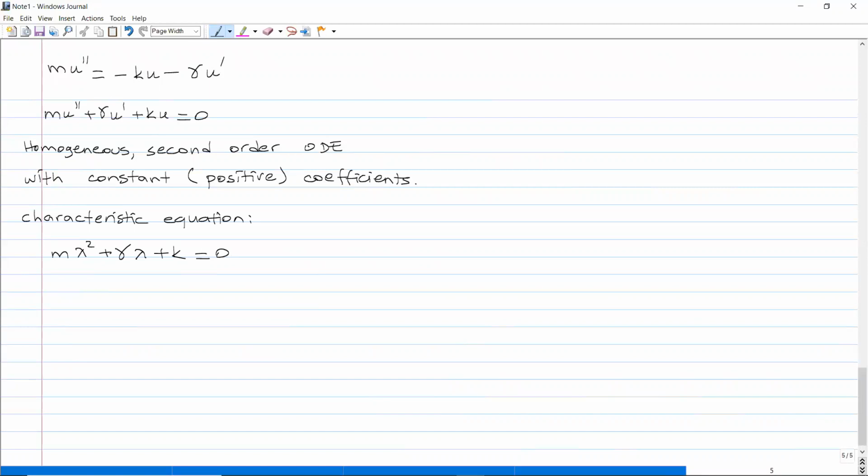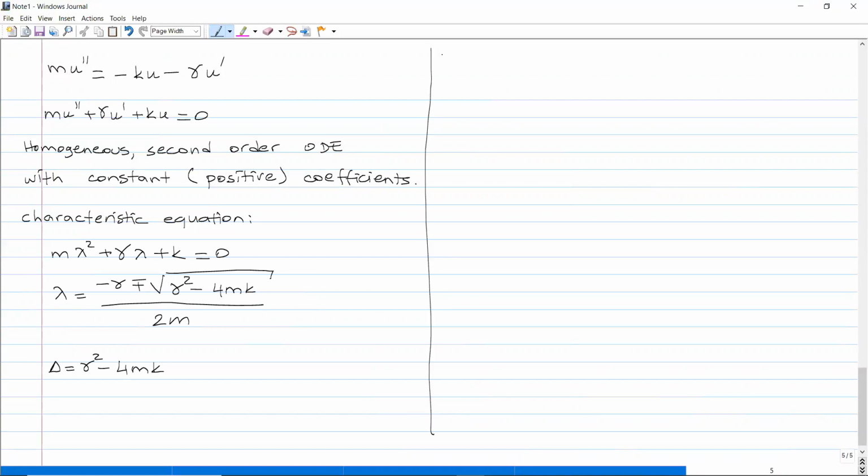So the solutions are going to be what? By quadratic formula, minus gamma plus or minus square root of gamma squared minus 4mk divided by 2m. So the solutions depends on the discriminant. Of course, discriminant gamma squared minus 4mk. So we are going to consider the cases. The first case, when discriminant is positive, is called overdamped.